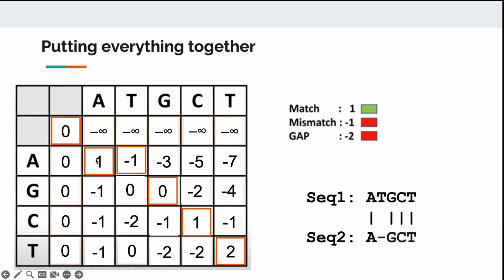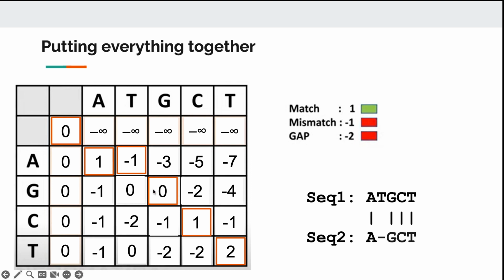This cell is 1 because we take A and A to be a match. This is -1 because we add a gap. Going horizontal and vertical means adding a gap. Going diagonal means having either a match or mismatch. So this is 0 because it's 1, and then -1 because G and T don't match.